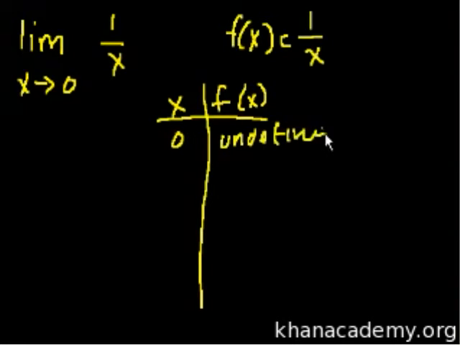But what happens when x equals -0.01? Well, 1 over -0.01 is equal to negative 100, right? What happens when x is equal to -0.001? So we're getting closer and closer to 0 from the negative direction.